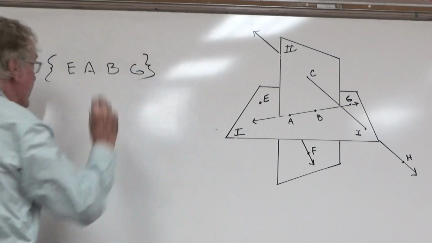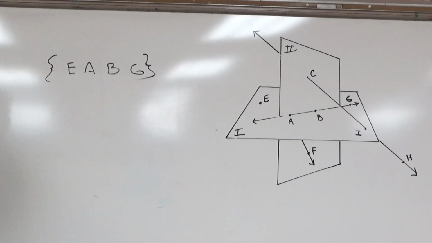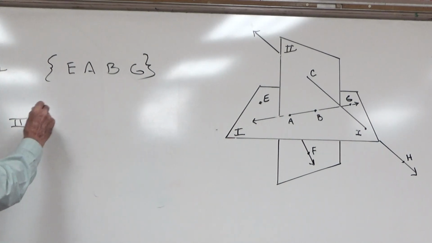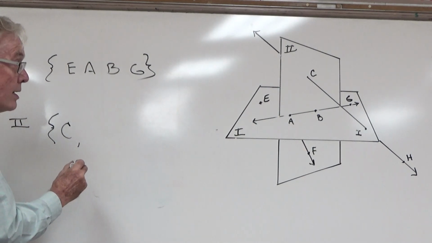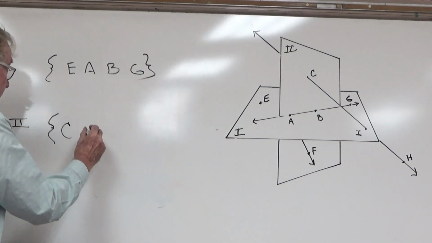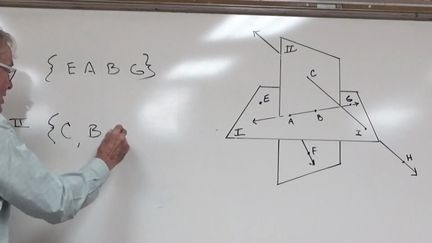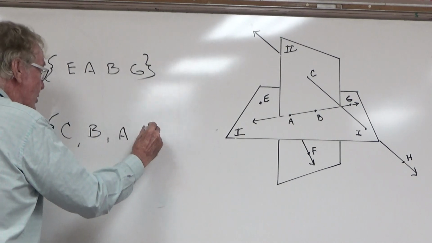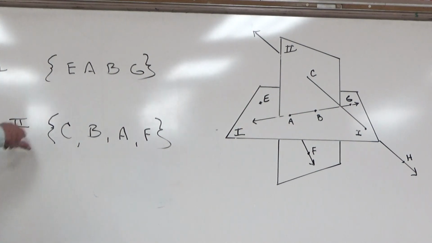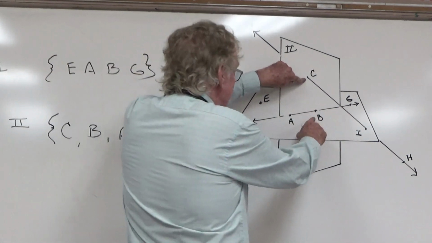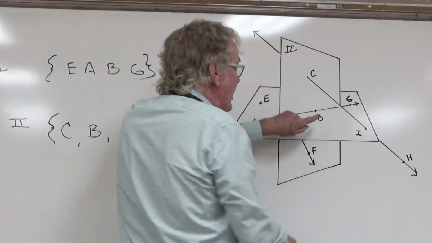Ms. Legate, tell me another set of 4 coplanar points. That was in plane 1. You got one that you can do in plane 2? Okay. On plane 2, I see C, B, A, F. Certainly so. Here we have 4 coplanar points, and they all live in plane 2, the vertical plane. C is in it, B is in it, A is in it, and F is in it.